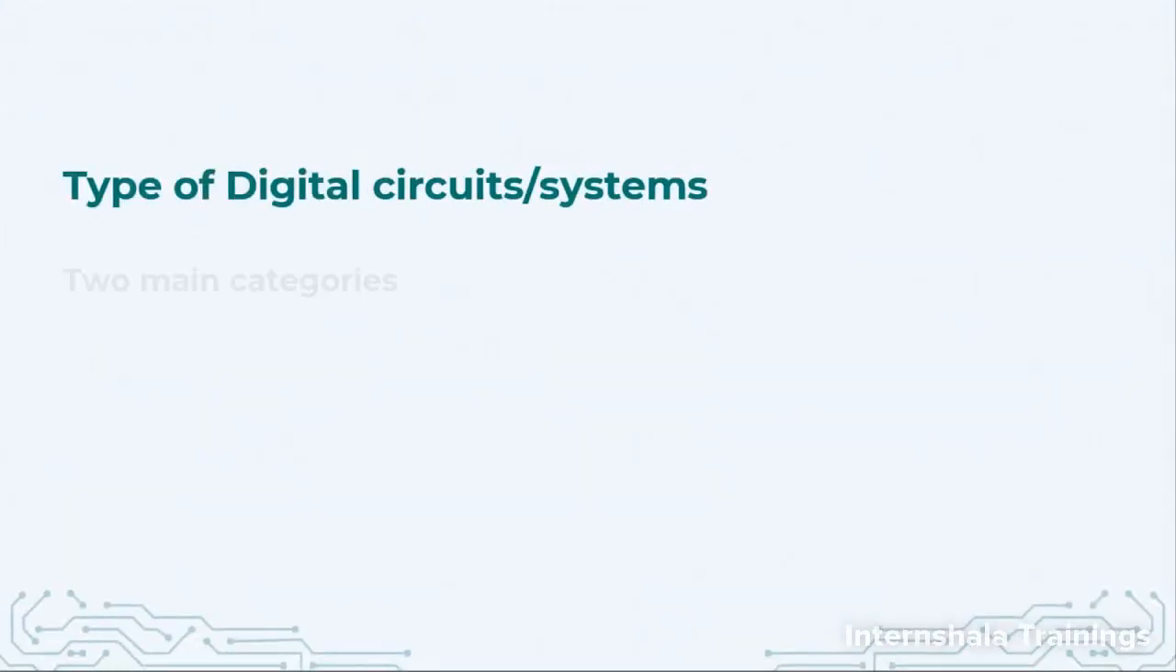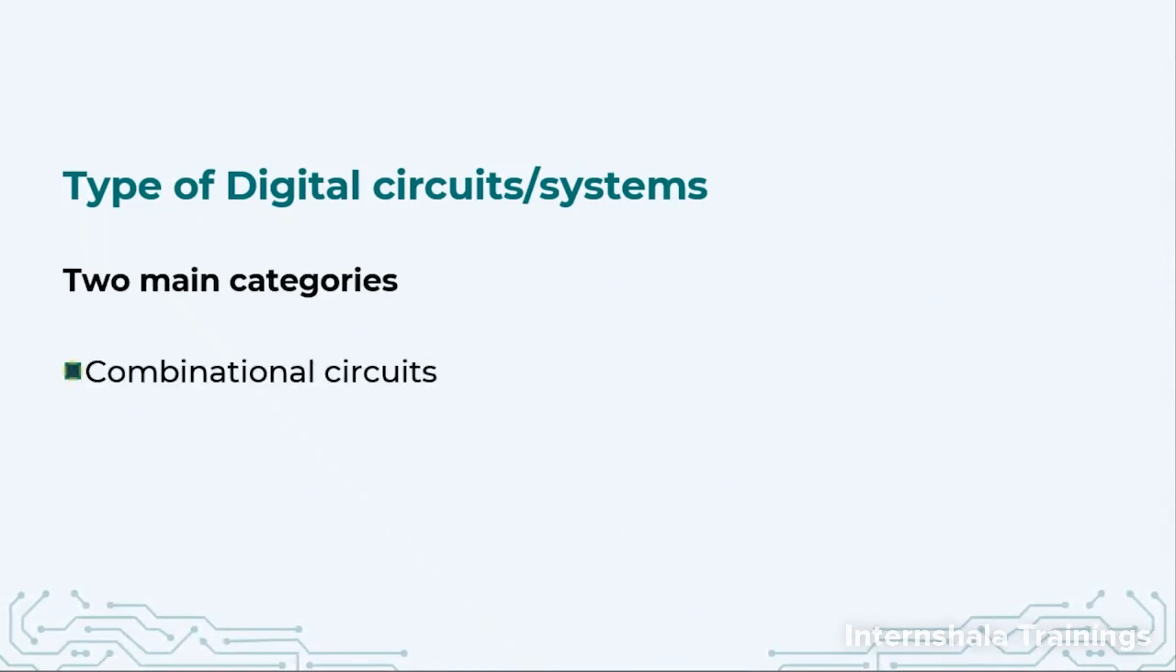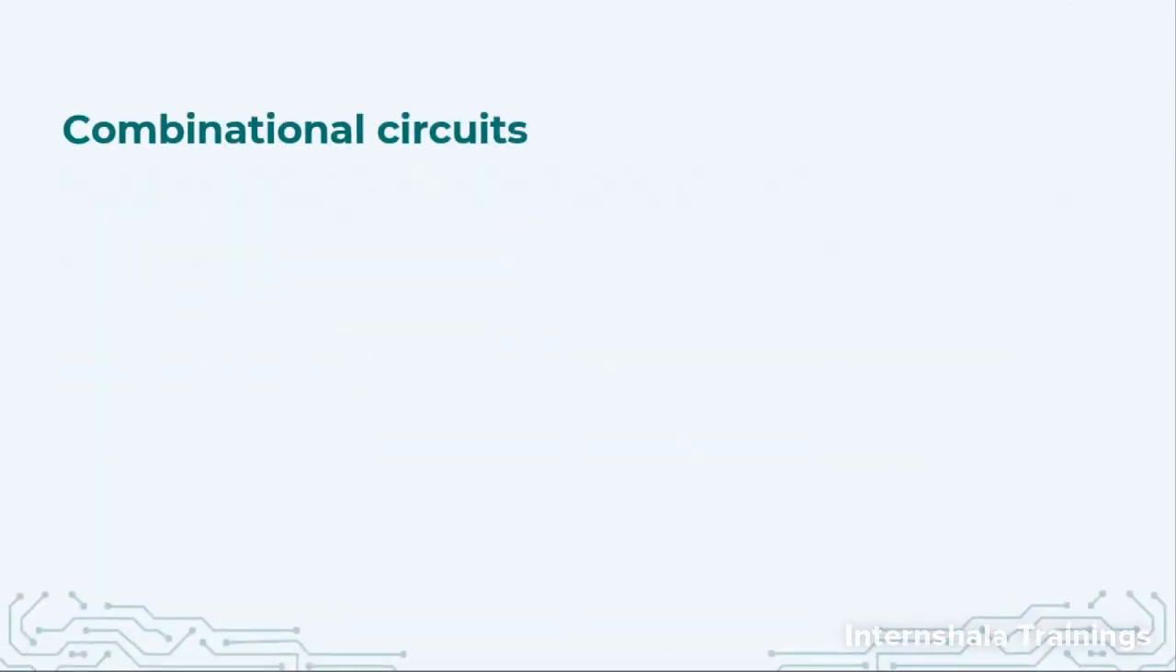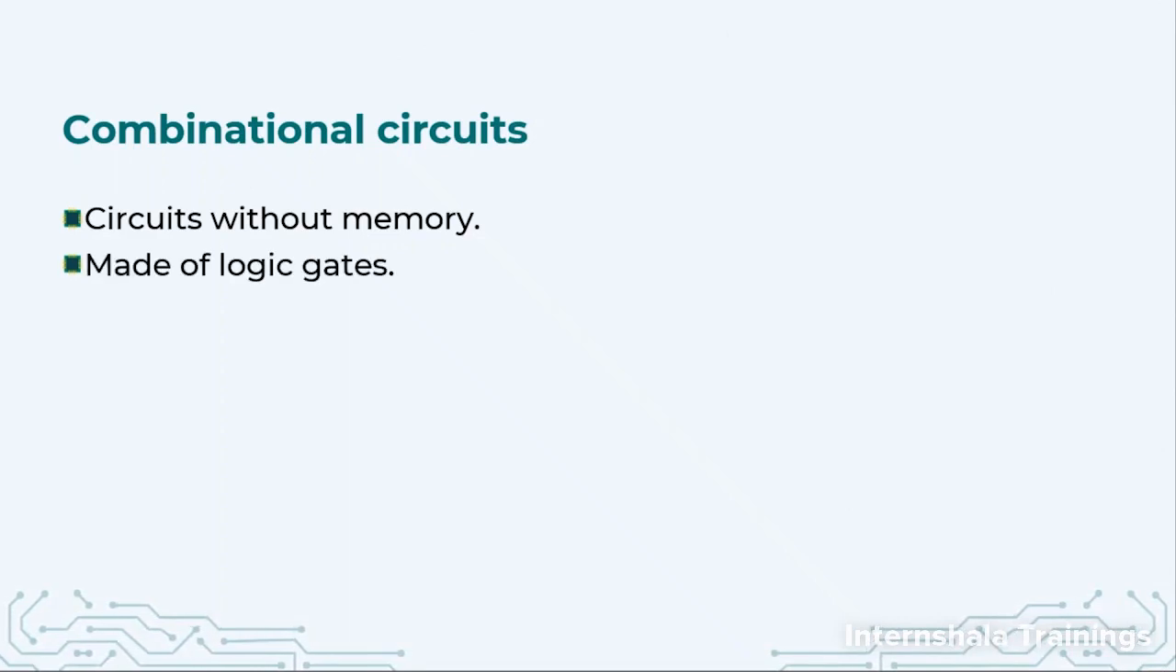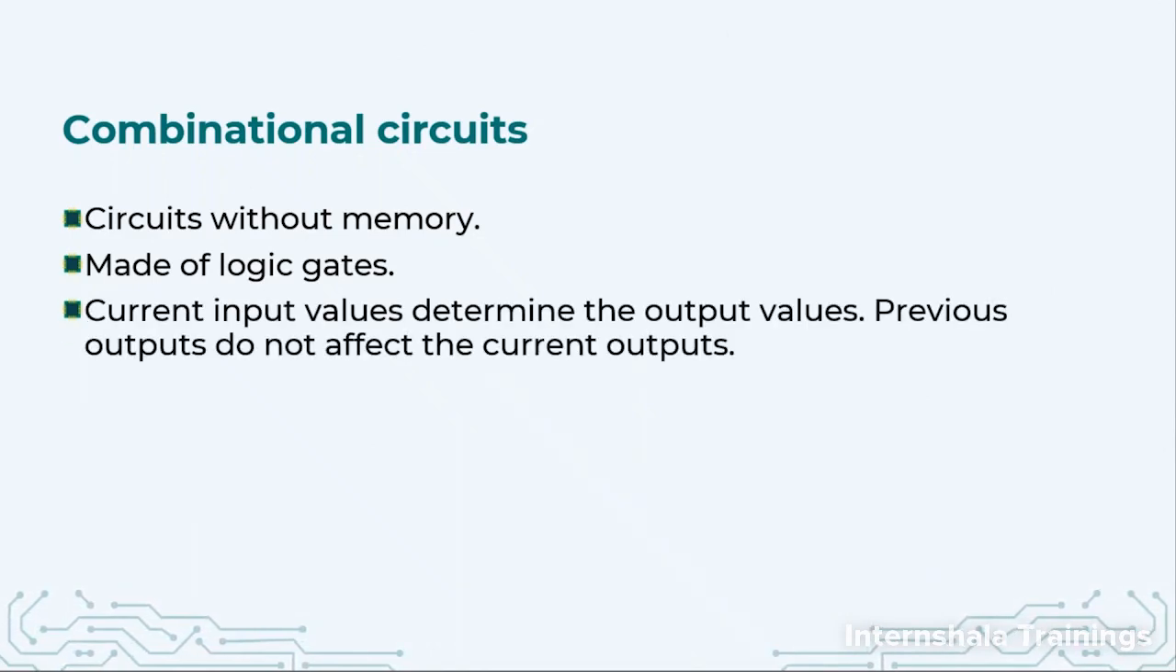So we had already discussed that there are two types of digital circuits. The first one is combinational circuits and the second one is sequential circuits. When we talk about combinational circuits, we had discussed that these are the circuits without memory and they are made of logic gates. Here, the current value of input is going to define the current value of output. There is no role of the previous outputs or any stored memory values in calculation of the current output.